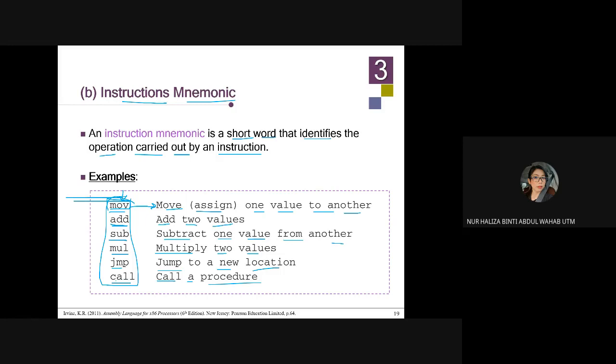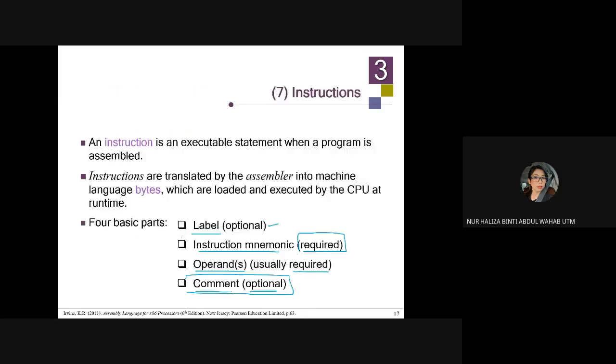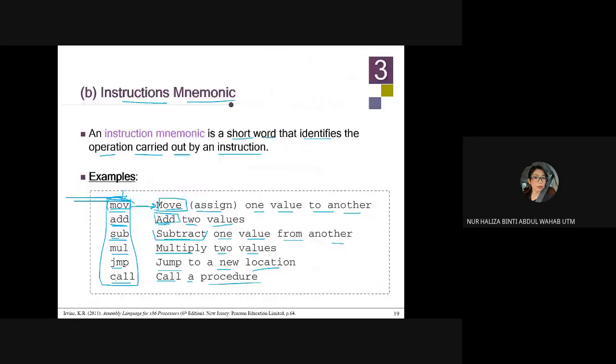What is the task? MOV, of course, is going to be move. ADD is going to add. SUB is subtract, and so on. Another one is under operand. An assembly language instruction can have between 0 and 3 operands depending on the type of instruction. So you can see over here you have 1, 2, 3 operands. Okay, later on we will go back to that.